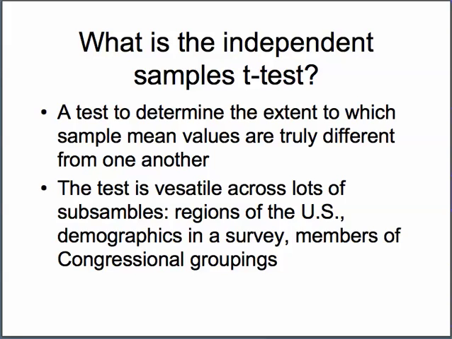For instance, regions of the United States such as the Confederacy and the Northeast, Hispanic American and Asian American demographics in a survey, members of Congress in the Tea Party caucus, and the Congressional Progressive Caucus. In each instance, these subsamples are part of a larger sample: states in the U.S., respondents to a survey in the U.S., and members of Congress, respectively.